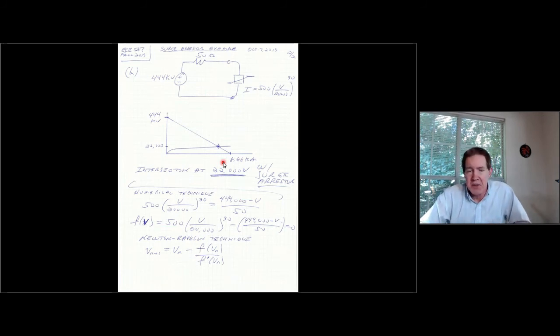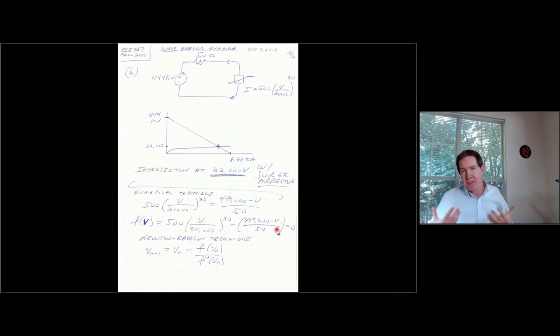If I wanted to do this more analytically, how would I do this? I have an expression for the current of the surge arrestor, 500 times the quantity V divided by 20,000 to the power of 30. I can set that equal to the expression for the current obtained from this load line curve. I equate these two together and solve for voltage. If you take the term on the left minus the term on the right, you get this function of voltage, which is set equal to 0. Then I would solve for V.